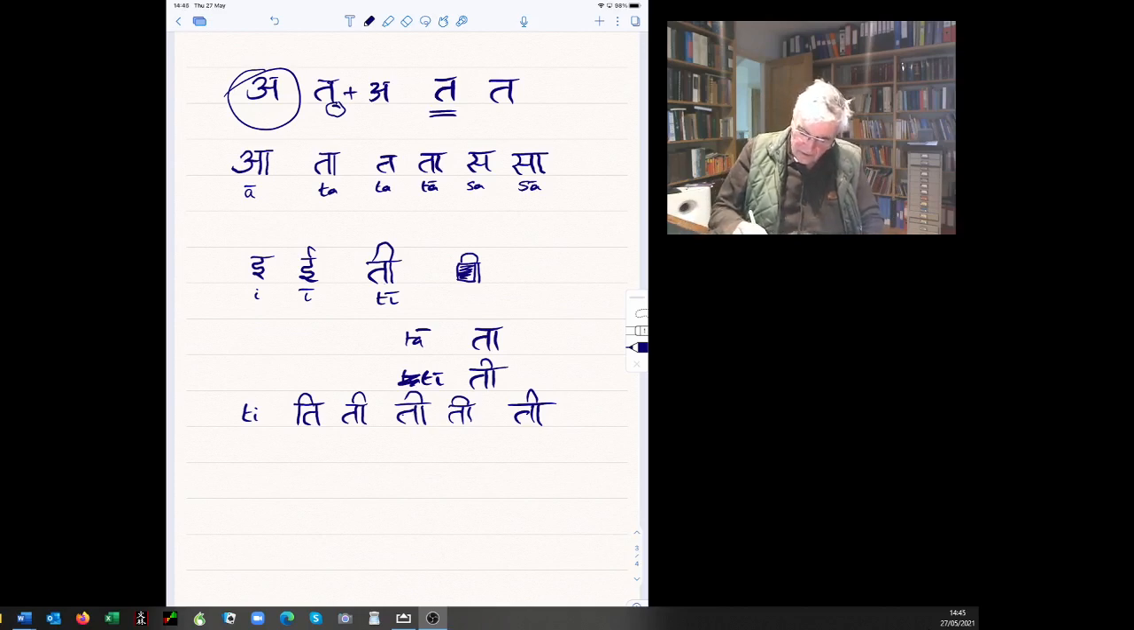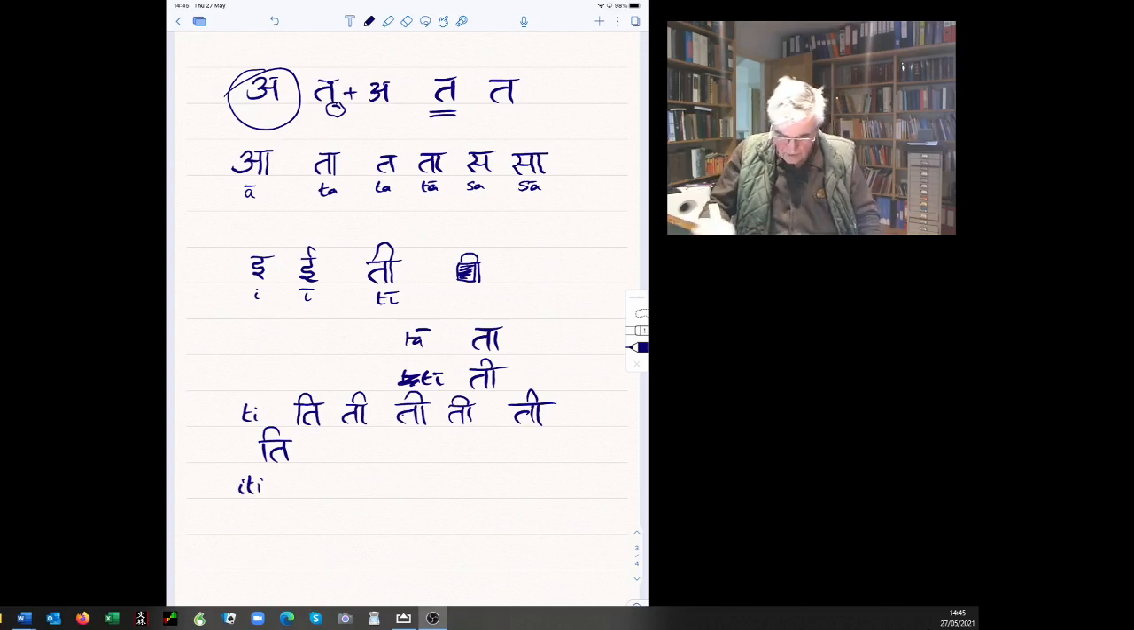So back to where we were. This is the T now. Now, if we want to write iti, meaning thus, it starts with a vowel. So we have to put the full vowel sign for the initial I. Now we're going to write a T, but remembering that you need to leave space for your upright there before you write the characteristic part of the T. And that is now your iti.